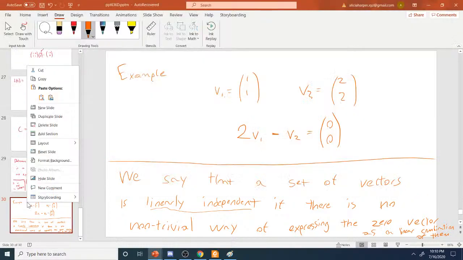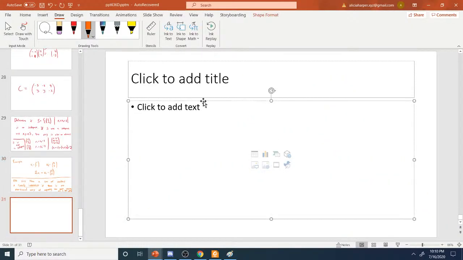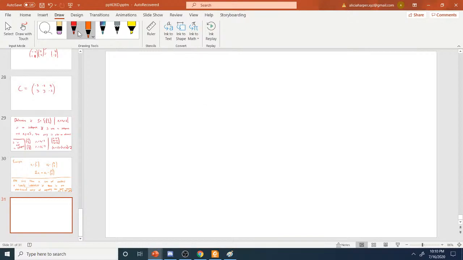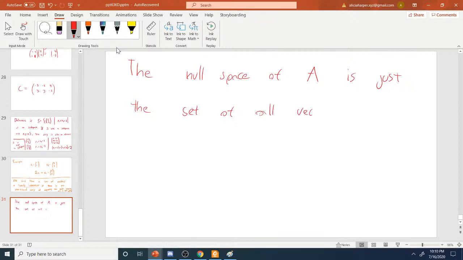For the null space, the null space of A is just the set of all vectors x with Ax equal to 0. So any vector such that when you apply the matrix A to it, you get 0.